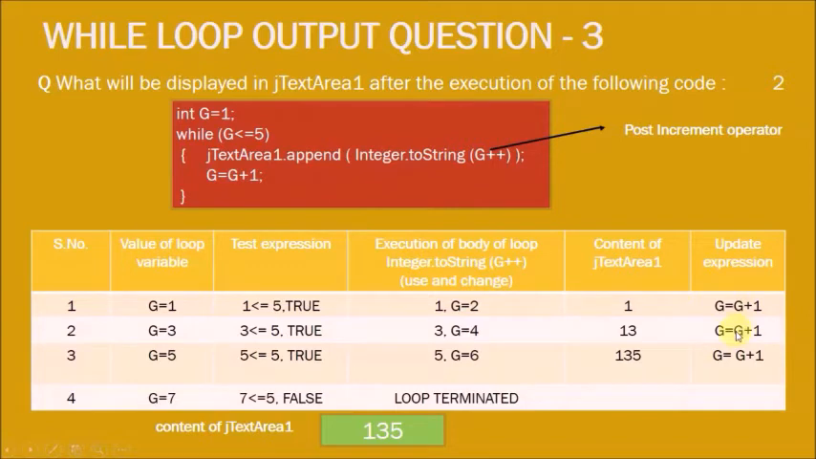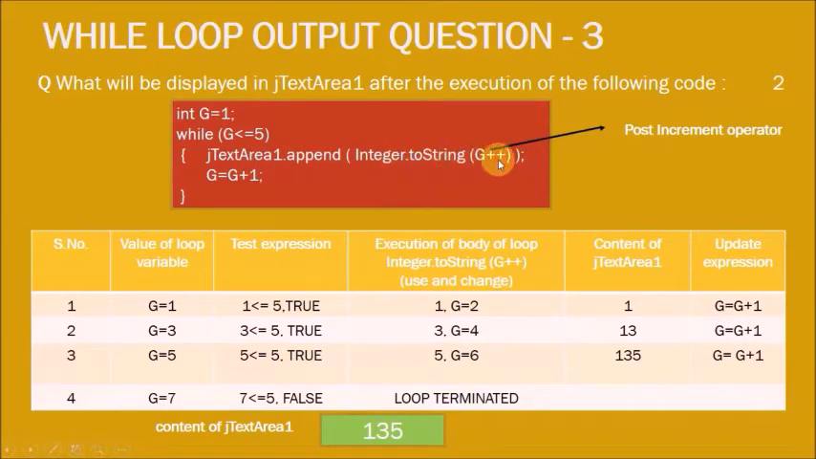After this, we will go to the update expression, that is g is equal to g plus 1. So g will be incremented by 1, as the value of g was 4. So now it will become 5. So in the third iteration, the value of g is 5. So again we will go to the test expression. As 5 is less than equal to 5, here it is equal to 5, the condition is true. So again the body of the loop will be executed.